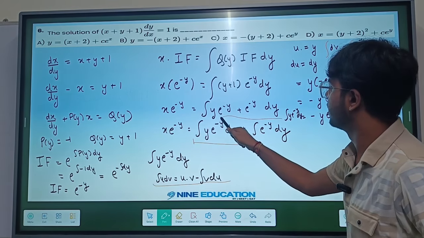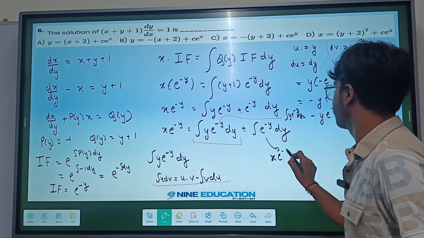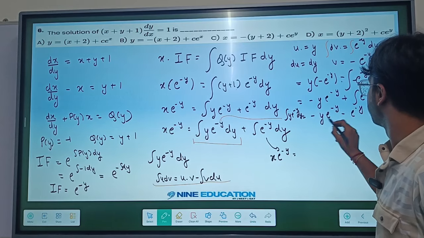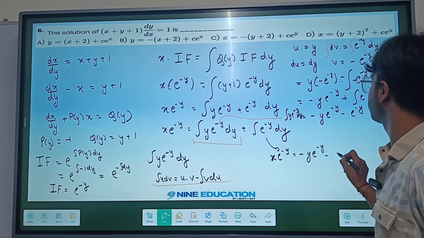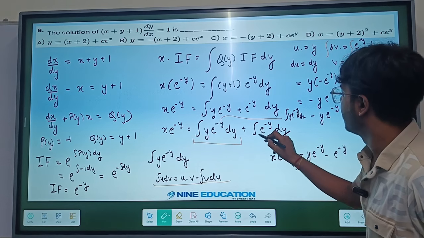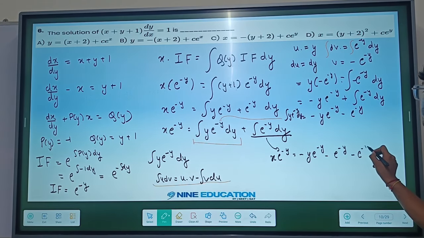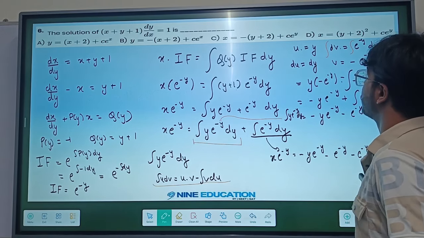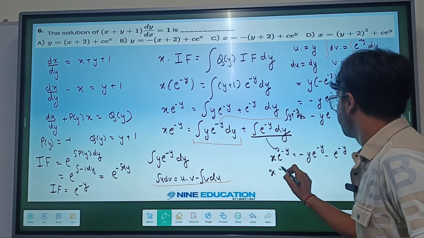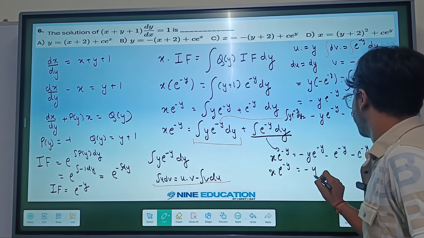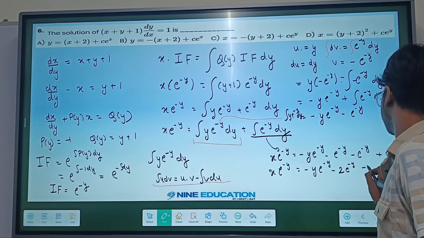So let's substitute that over here. So final equation from here, what are we getting? x e power minus y equal to, this is minus y e power minus y minus e power minus y, and what is integration of e power minus y dy? Minus e power minus y, plus some constant c. So x e power minus y equal to minus y e power minus y minus 2 e power minus y plus c.